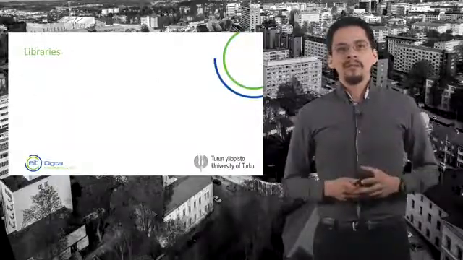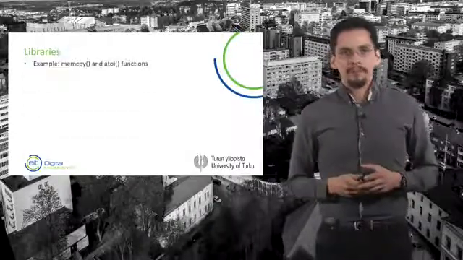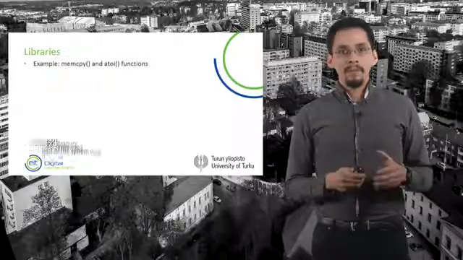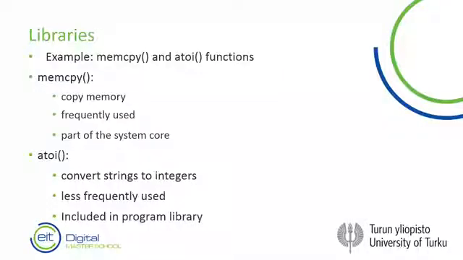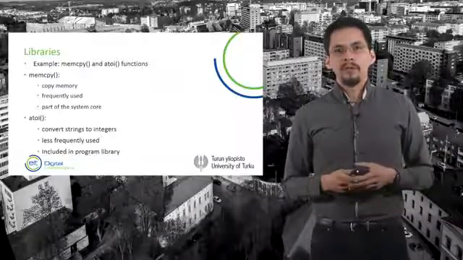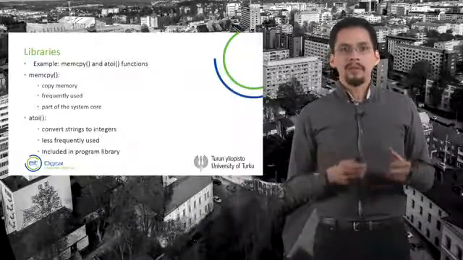To give you a more comprehensive understanding of the different types of libraries, I will discuss some examples. Let's discuss two functions commonly used in Contiki applications: memcpy and atoi. The memcpy function is used for copying data between two memory regions, while the atoi function is used for converting strings into integers. Memcpy is frequently used in Contiki, therefore it is considered part of the core, whereas atoi is less frequently used and therefore it is not included in the system core. It is implemented in loadable program libraries.